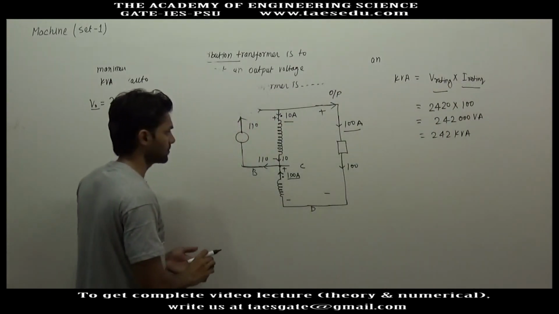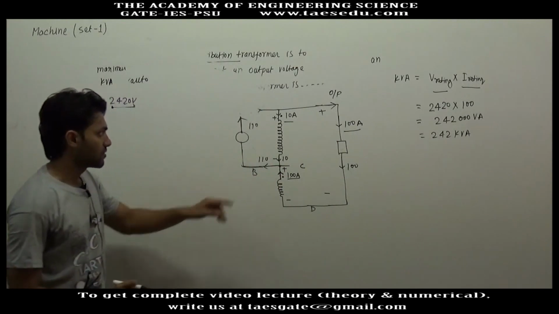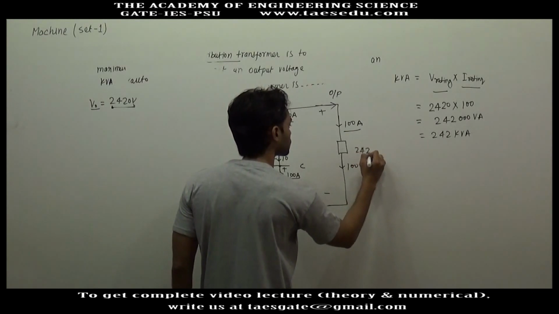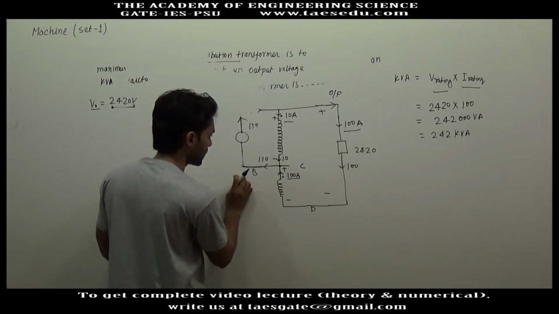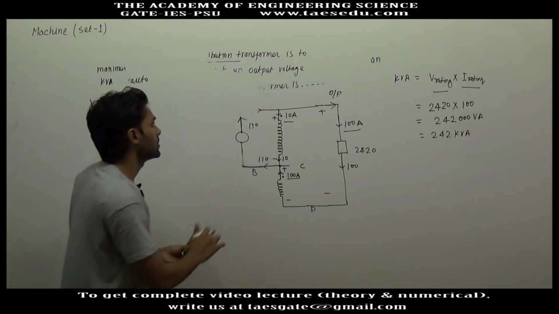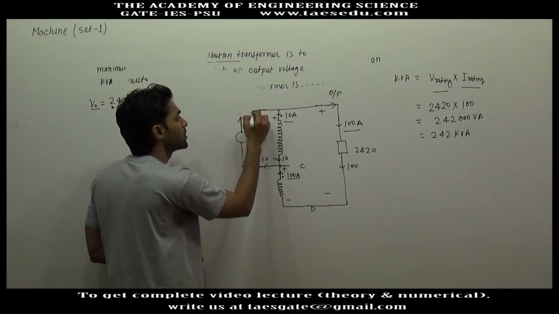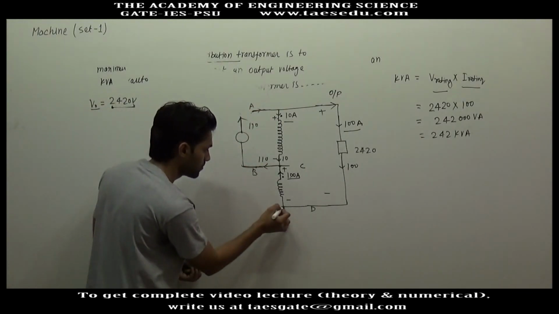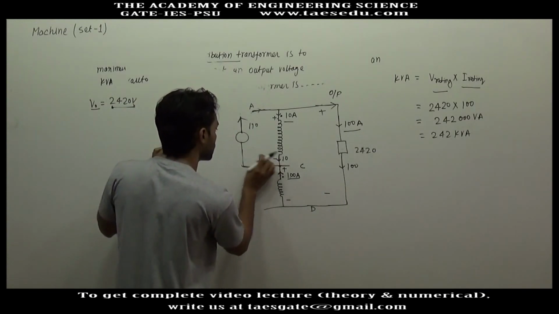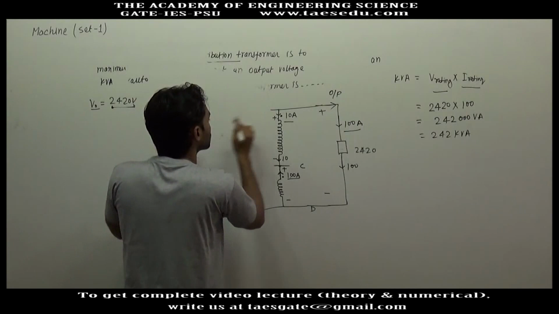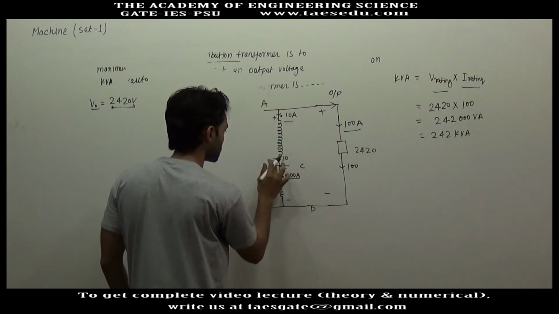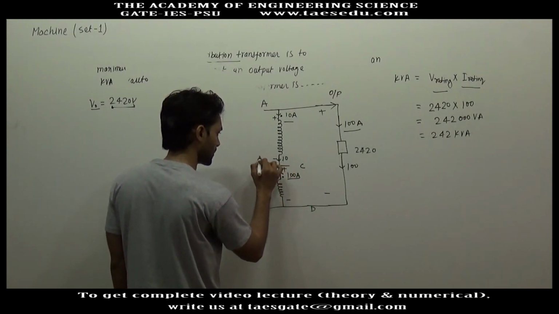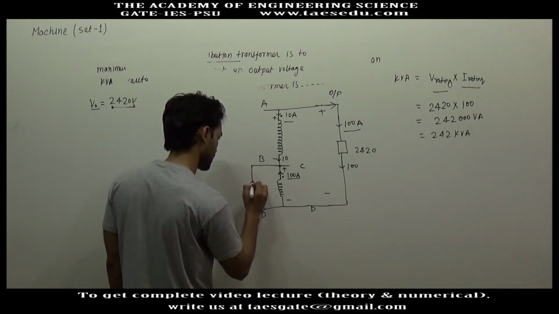To find out the other rating, in the previous case, what I assumed, the output voltage is 2420 volt. Okay, this will be fixed. Now instead of connecting input between terminal A and B, it is also possible that input will be given between B and D. Let us not connect the source here. This is terminal A, and let us connect a source between B and D. This is B and this is D.